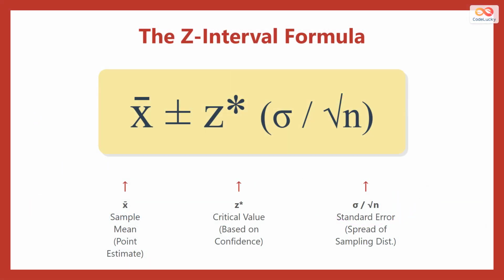Here is the formula we use. It reads as x bar plus or minus z star times sigma divided by the square root of n. This formula combines the sample mean, a critical value based on confidence, and the standard error.